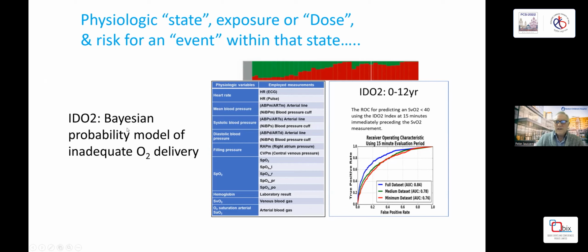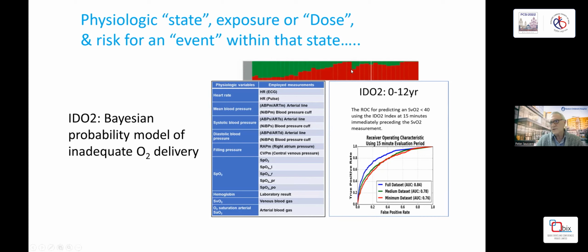And we developed a Bayesian probability model of inadequate oxygen delivery, adding in all of these various signals. And this is based on normal and common physiologic understanding of oxygen delivery. There's nothing new or made up here. And we were able to demonstrate from newborns to 12 years of age that even with a minimum data set of 3 signals compared to the full data set, there was reasonable estimation of predicting a low oxygen delivery state.